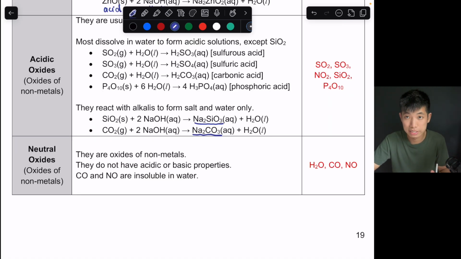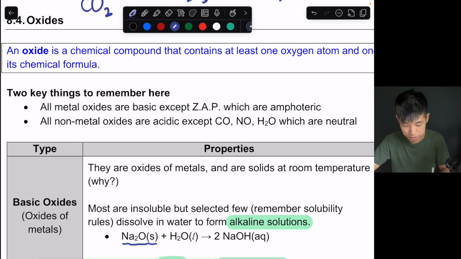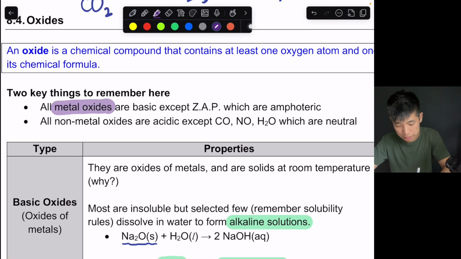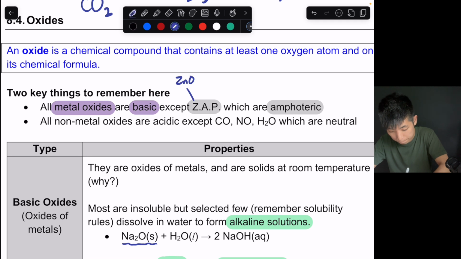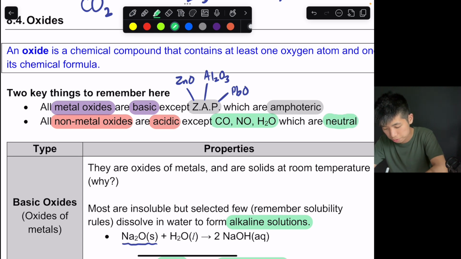Finally, neutral oxides are oxides that have neither acidic nor basic properties. And the 3 examples are water, carbon monoxide, and nitrogen monoxide. If you find this table too much to manage, just remember 2 simple rules. Rule number 1. As long as it is a metal oxide, it is basic in nature, except oxides of zinc, aluminium, and lead, which are amphoteric. Rule number 2. Non-metal oxides are acidic, except for 3 examples, CO, NO, H2O, which are neutral.